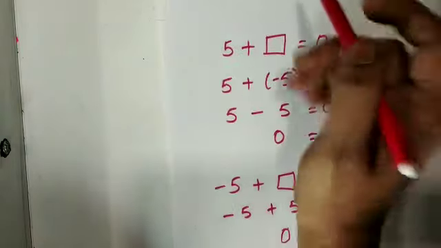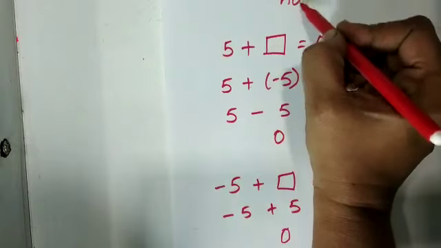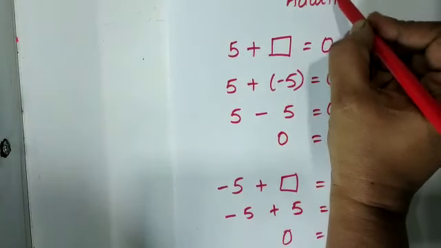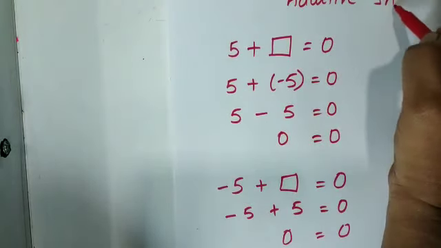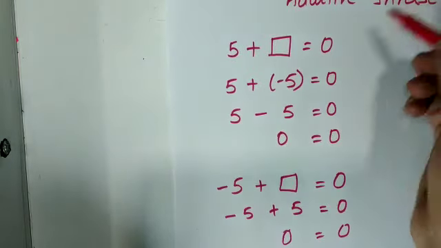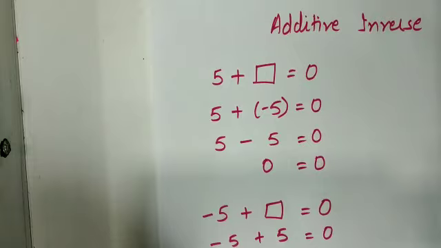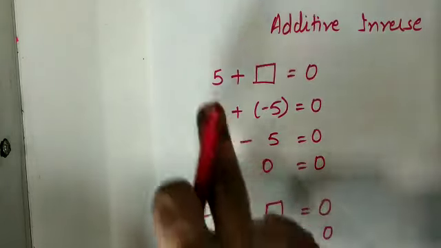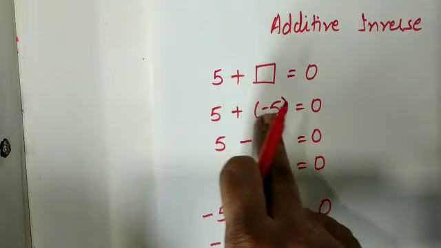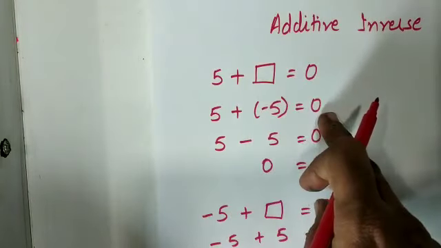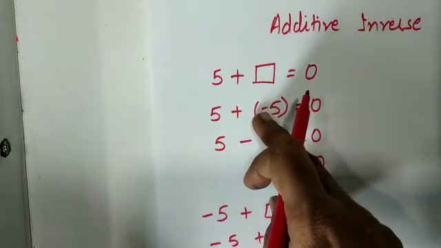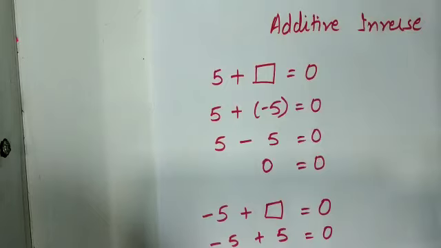So what is this? This is nothing but the additive inverse. This is the additive inverse of integers. And the same thing we are going to see about the additive inverse of rational numbers. You need to just remember any number which, when added to the negative of itself, always gives a result 0, and that number is nothing but the additive inverse.